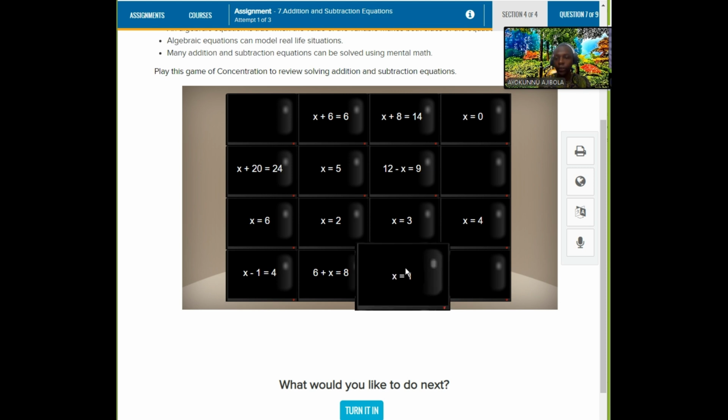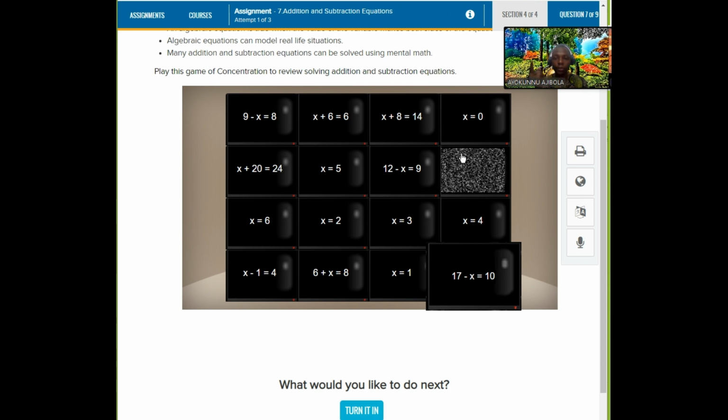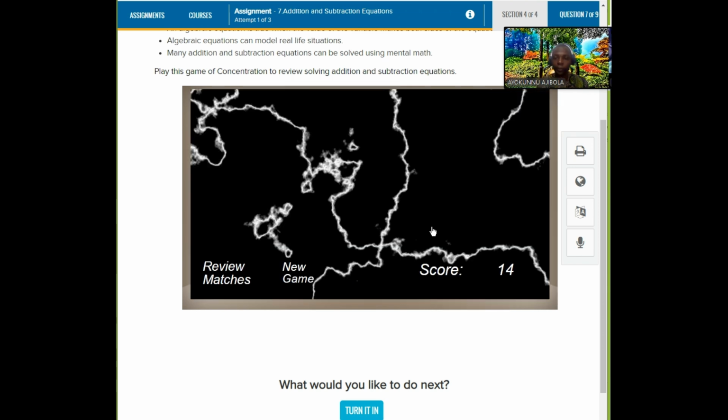And if we check the next one, this one says x is 1. So if x equal 1, where can it go to? It can go to this one. 9 minus 1 is 8. Then the last one, 17 minus x is 10. X must be 7. Is that clear? Yes. Good.